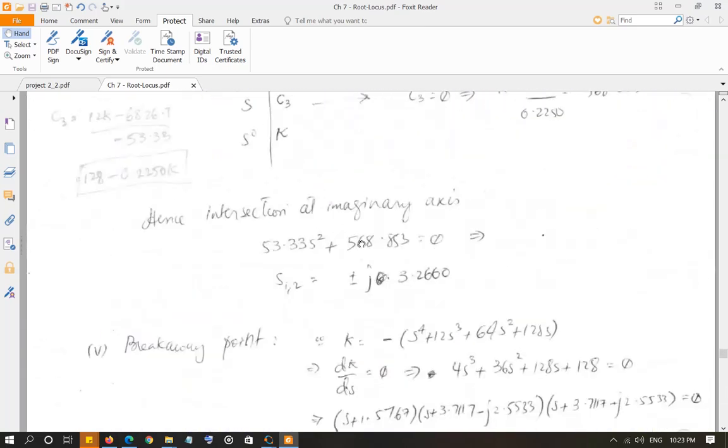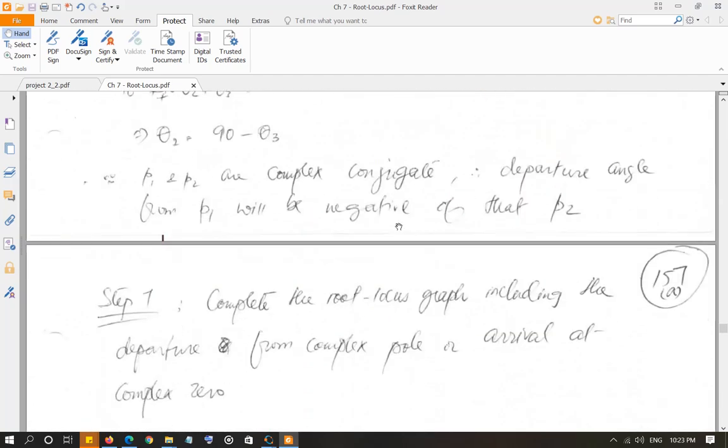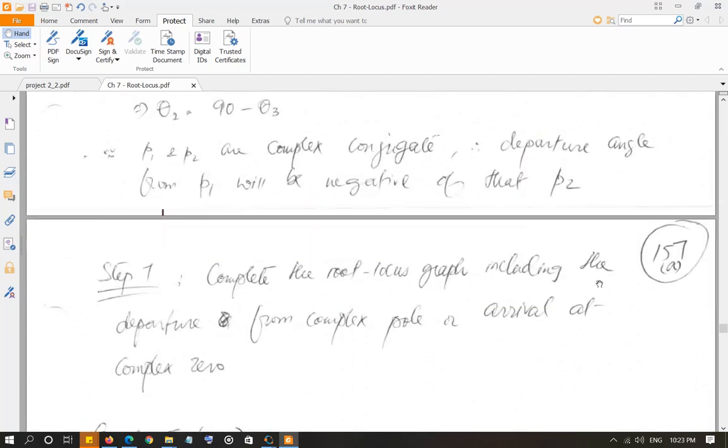Okay, step 7 is basically you put everything together. That's what step 7 is. Complete the root locus graph including the departure from complex pole or arrival at complex zero. So basically I would say there are 6 steps. I call it a step 7, that's okay.